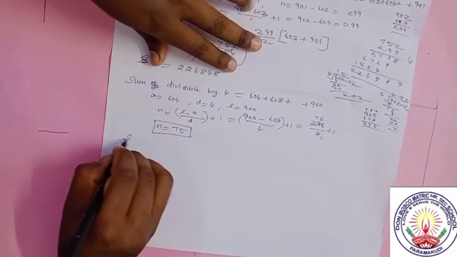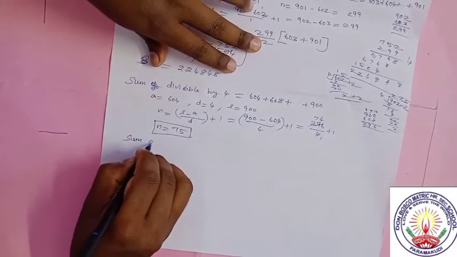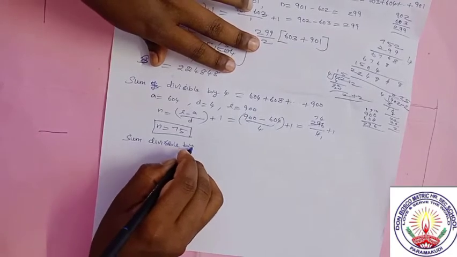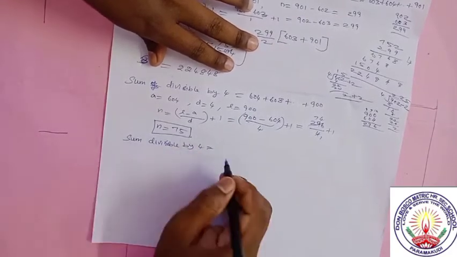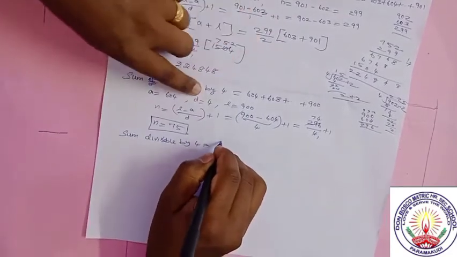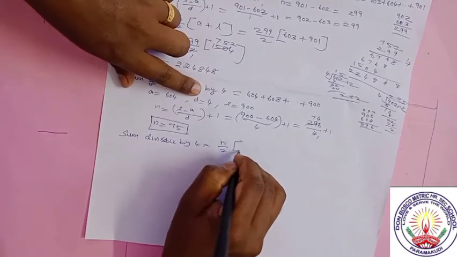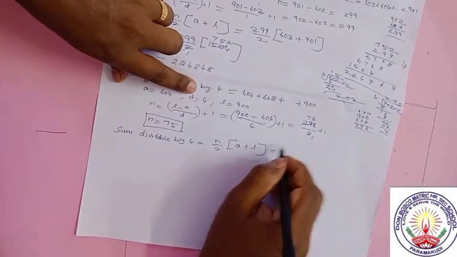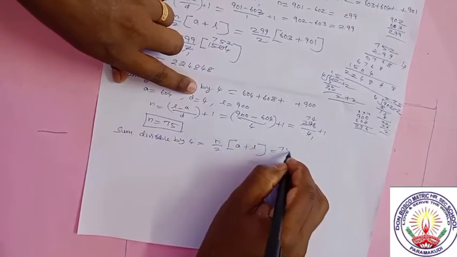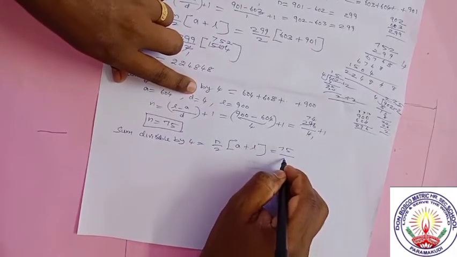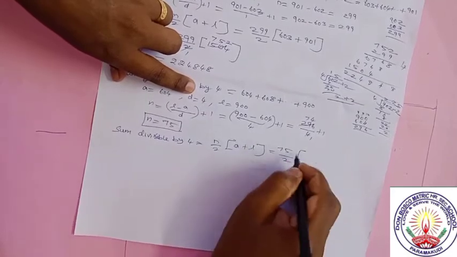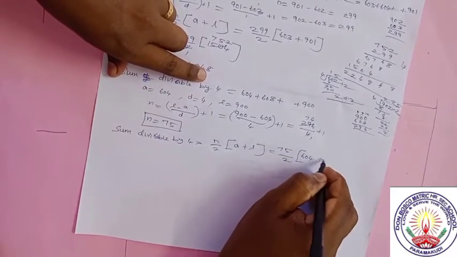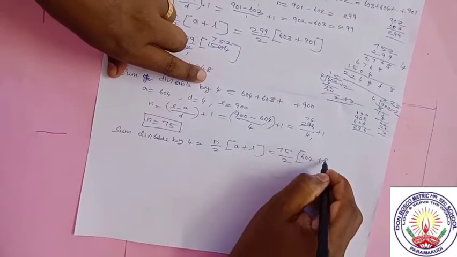Therefore the sum divisible by 4. Shortly, I have written sum divisible by 4 is equal to, what is the formula? n by 2 into (a plus l), where n is equal to 75, a is equal to 604, and l is equal to 900.